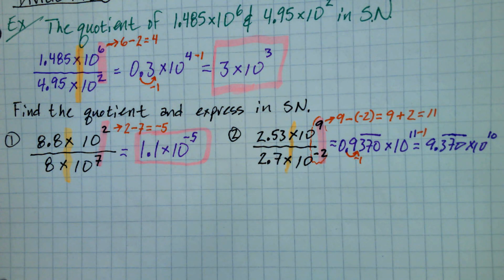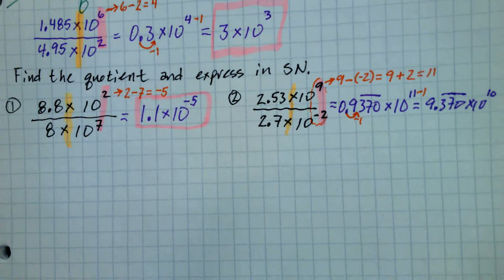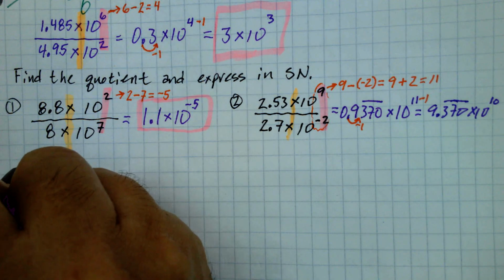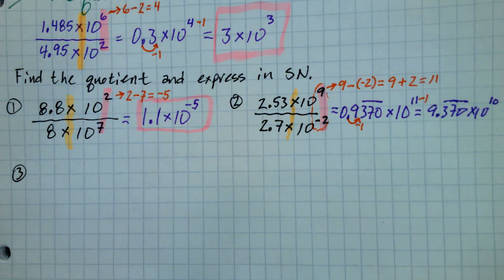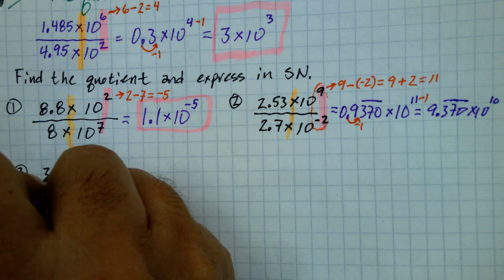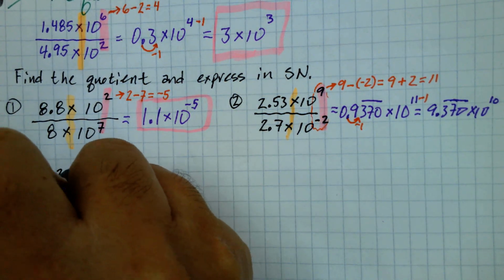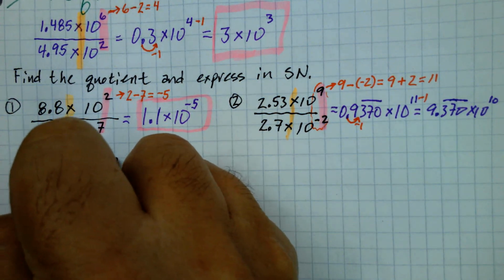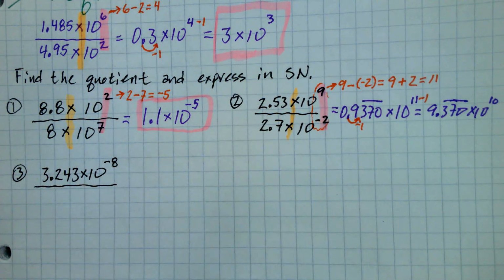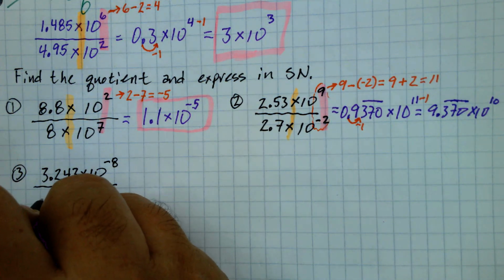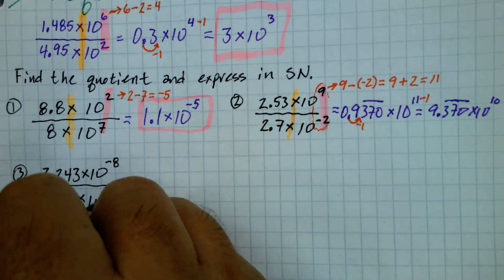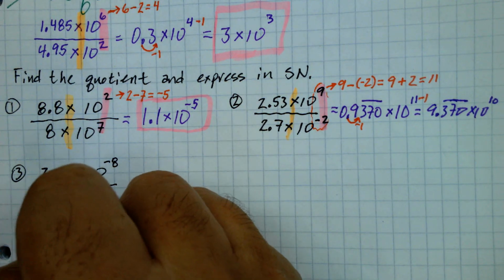All right. We'll do a couple more. I want to get all those possibilities with negatives, basically. So number 3, let's take a look at this. 3.243 times 10 to the -8 power divided by 7.05 times 10 to the -2.